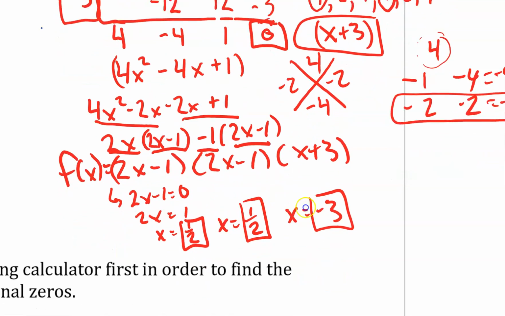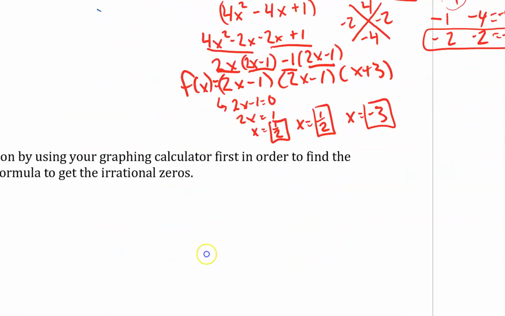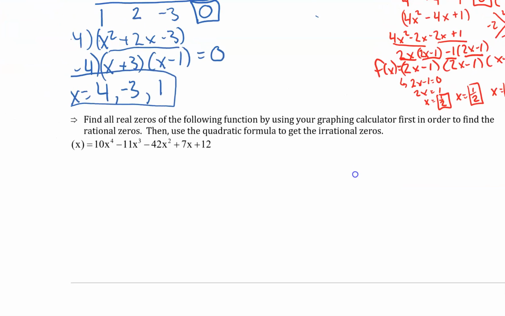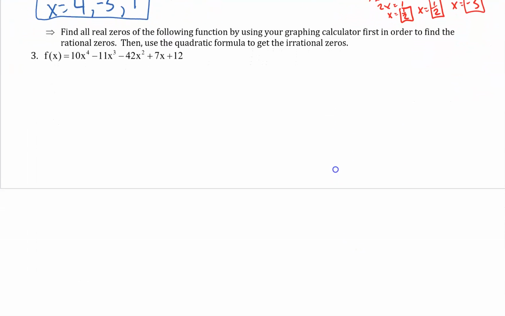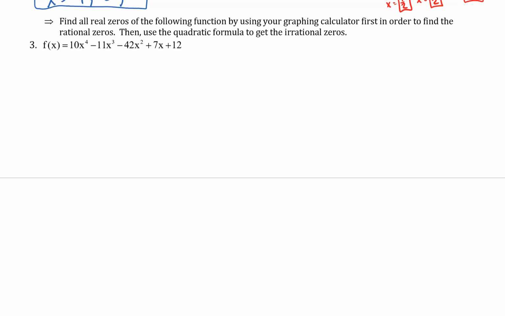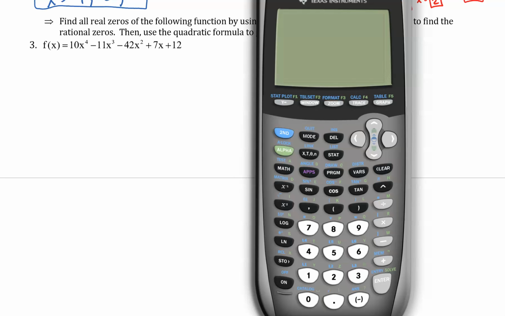Problem number 3. Find all the zeros of the following function by using your graphing calculator first in order to find the rational zeros, then use the quadratic formula to get the irrational zeros. So first, I'm going to go ahead and put this function into my calculator, which I have already done. 10x to the fourth minus 11x cubed, etc. Now I'm going to tell it to graph.